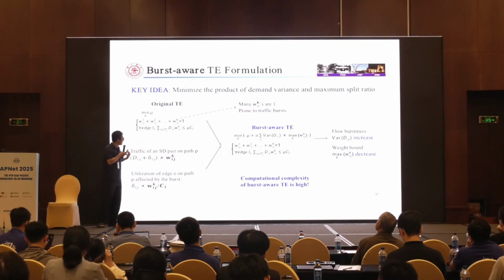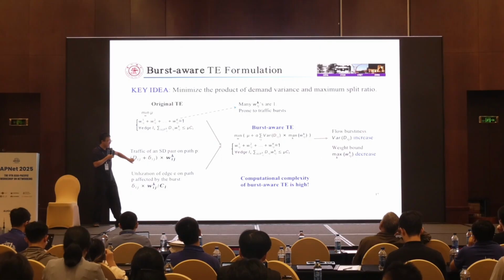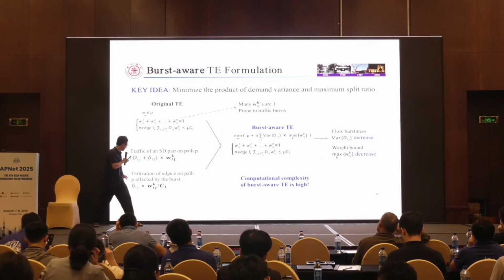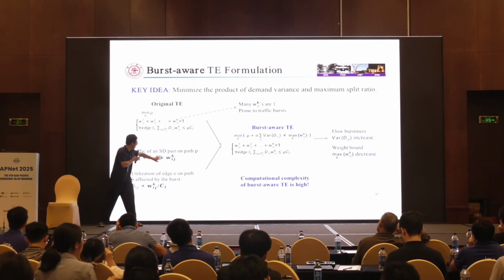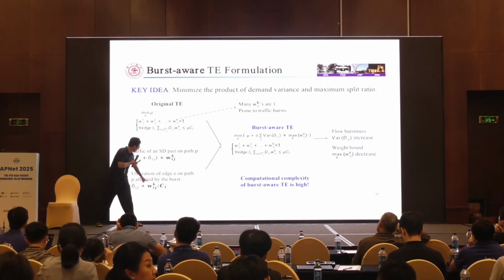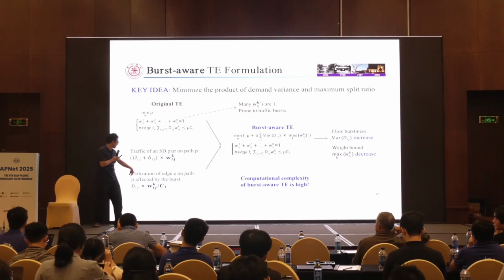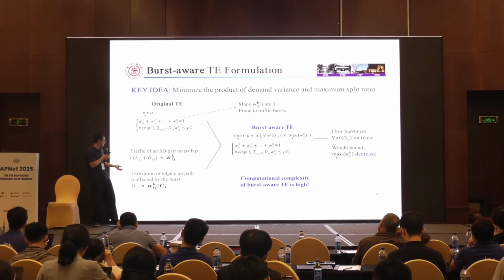Then we only need to slightly modify the objective function. The idea is like this. Suppose Dij is the predicted traffic demand, and Delta ij is the traffic burst. We can compute delta ij multiplied by Wij divided by the capacity of link L. This is the utilization of the edge affected by the traffic burst.